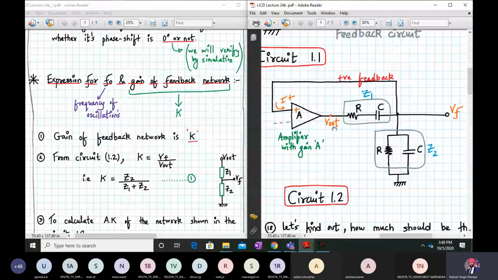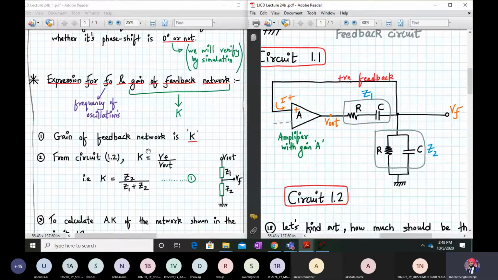Okay, and the output of the feedback network is VF, the feedback voltage. So we can club the two RC elements together. The series RC element we can call Z1, and the parallel one we can call Z2. Basically these are impedances, right? We can club RL, RC or RLC also. So we know that, and this is a positive feedback.